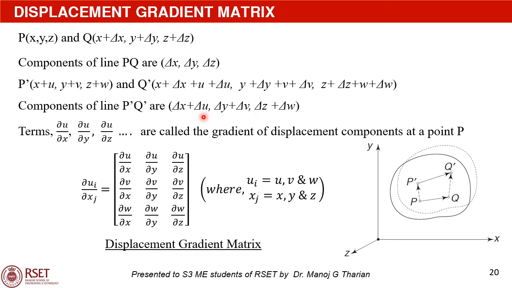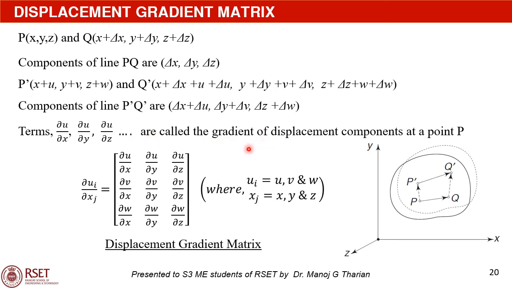When we define the strain at a point, we require the change in length along the x direction, along the y direction, and along the z direction. And here we see it will involve delta u, delta v, and delta w, which contains the terms ∂u/∂x, ∂u/∂y, ∂u/∂z, ∂v/∂x, etc. And these terms are called gradient of displacement components at point P.